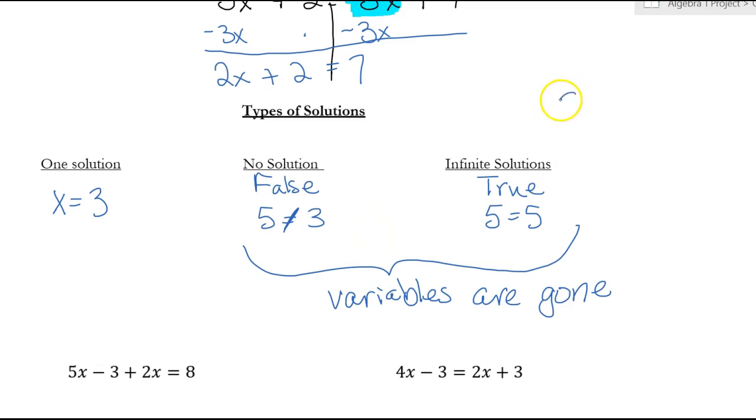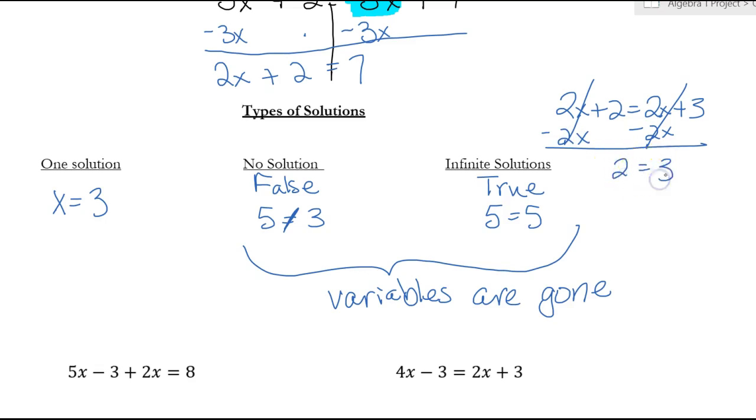So here's an example of variables being gone. If I minus 2x on both sides, and I have to go put it over with this x, 2x minus 2x is gone. So 2 is equal to 3. And so this one, now I look and say, okay, there's no variables, so is this true or false? And this is false, so this problem would be a no solution.